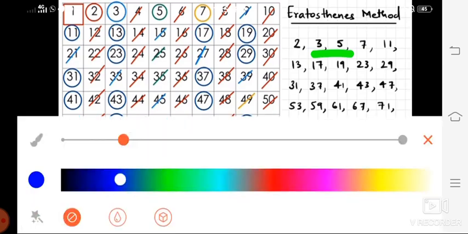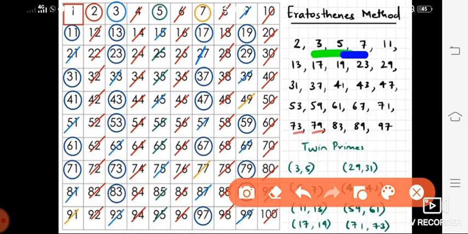I will use some other color. So the first pair is 3 and 5. Next is 5 and 7. Next, you subtract 7 from 11. 11 minus 7 will give 4. So no. 13 minus 11 will give you 2. So 11 and 13 is the next twin prime pair. Next 17, from that subtract 13, no, 4. 19 minus 17, 2. So this is the next twin prime pair. 23 minus 19, we will have 4. So no. 29 minus 23, no, you will have 6. So no. 31 minus 29, yes, so this will be the next twin prime pair.